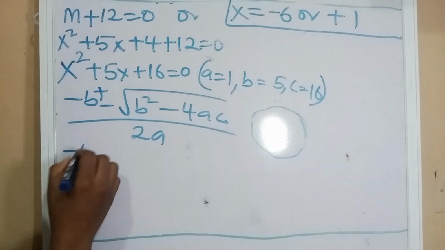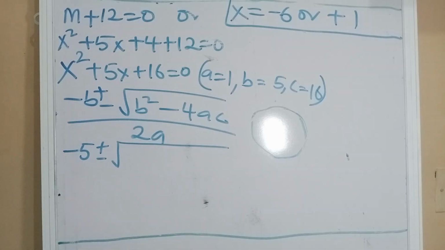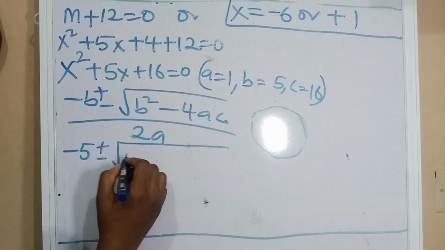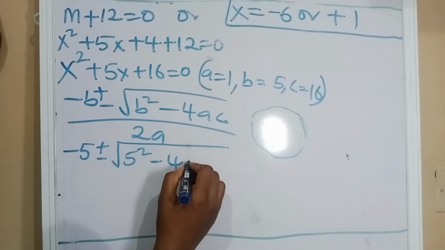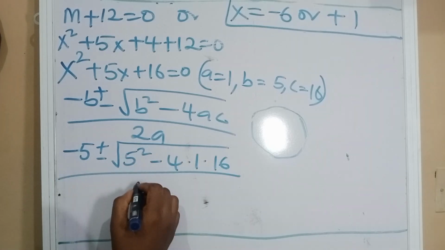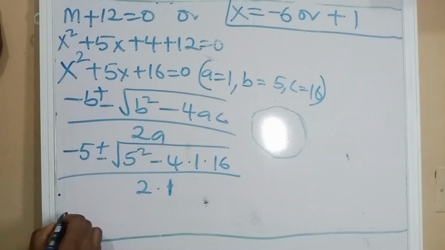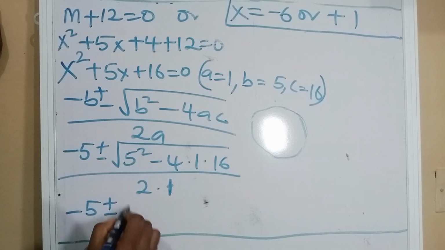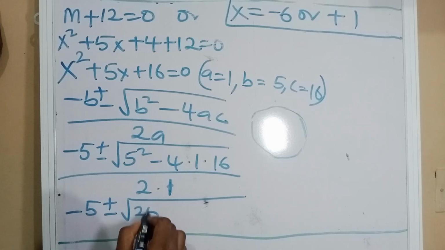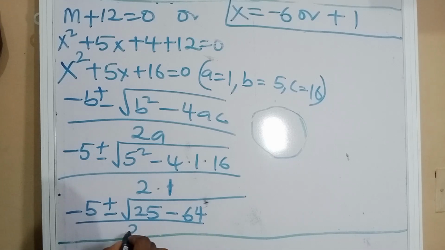Minus 5 plus or minus square root of 5 squared minus 4 times 1 times 16, all over 2 times 1. Now this will give us minus 5 plus or minus square root of 25 minus 64, all over 2.